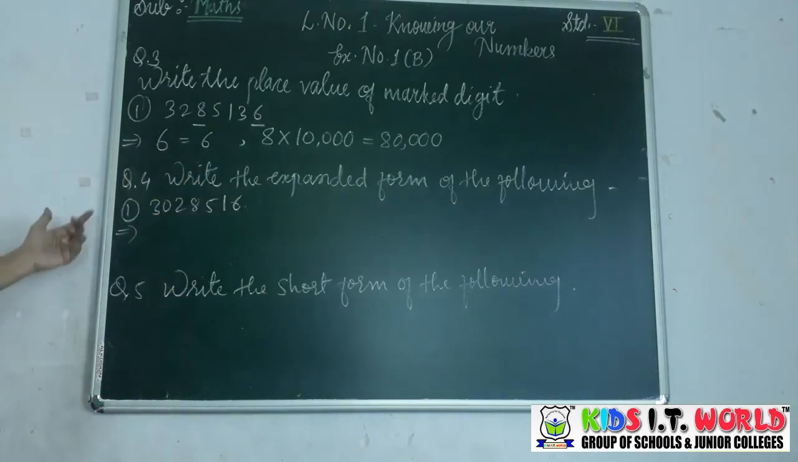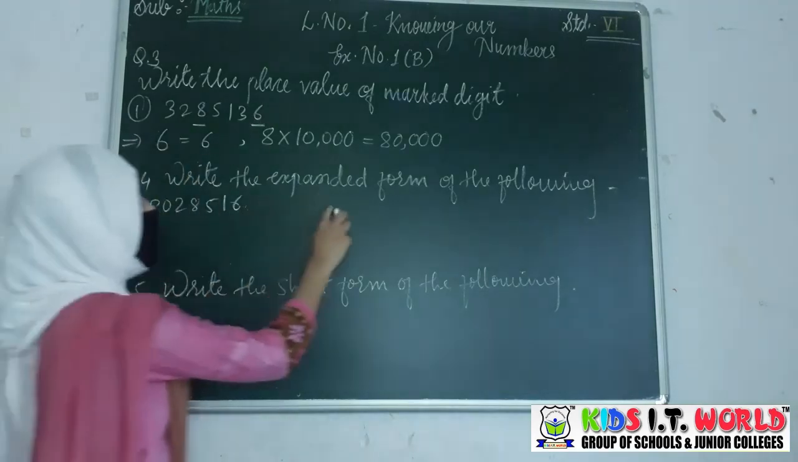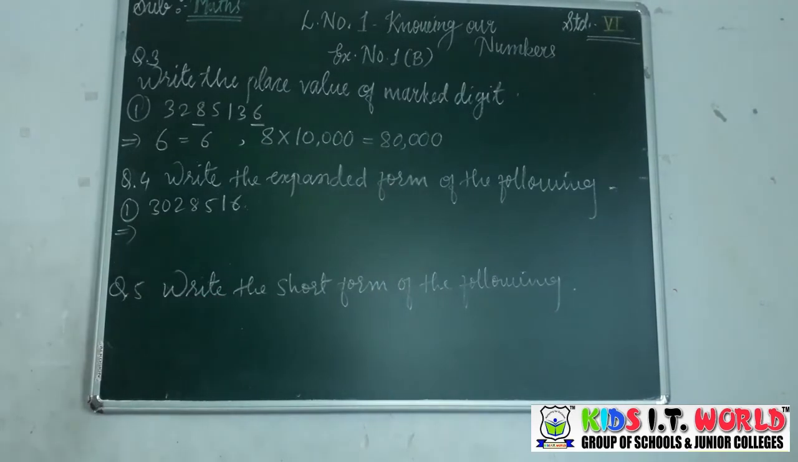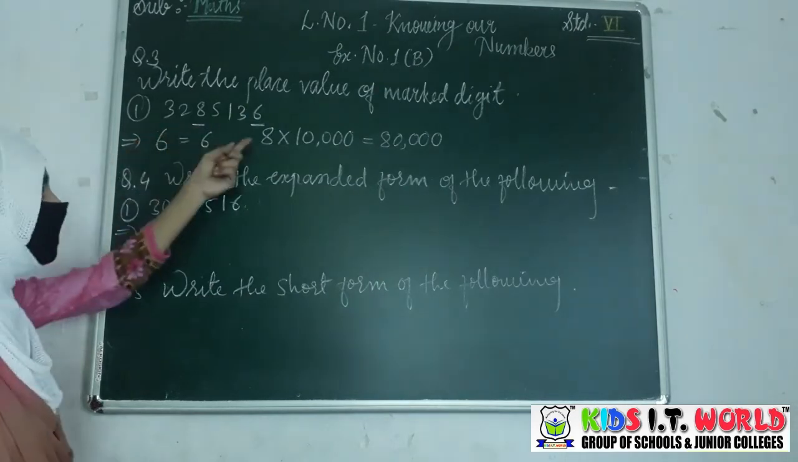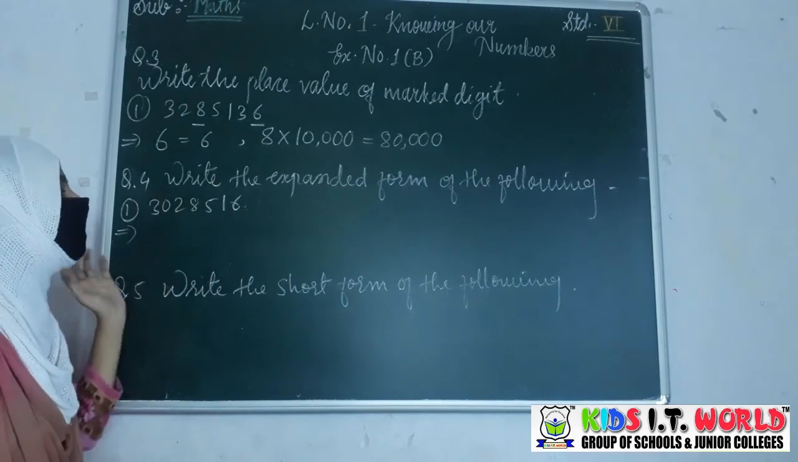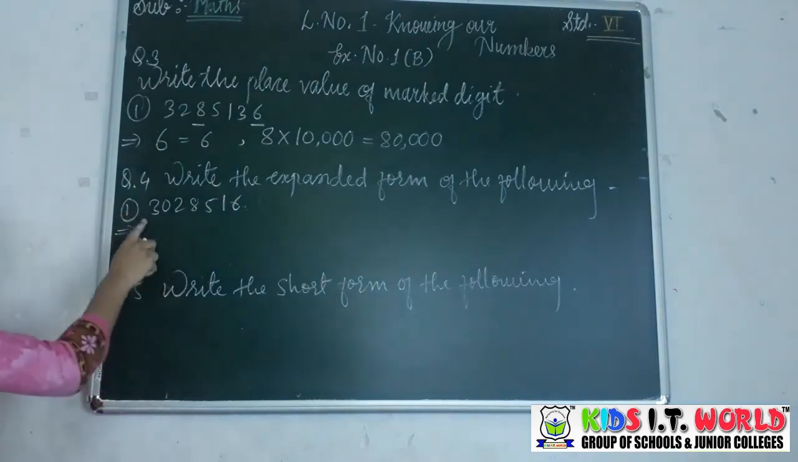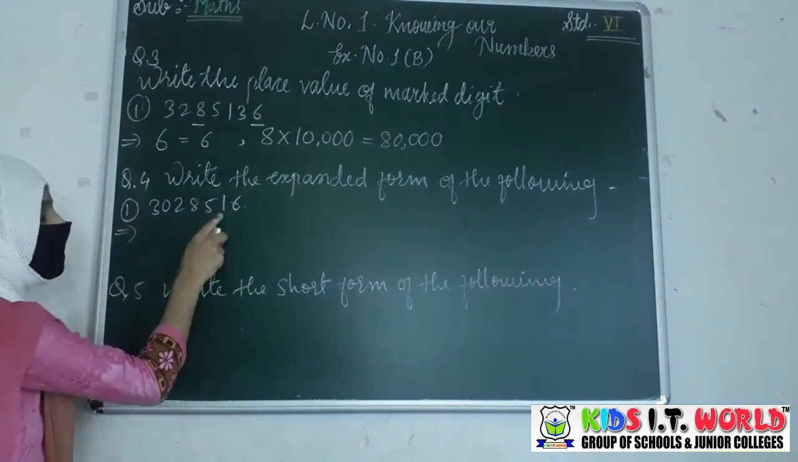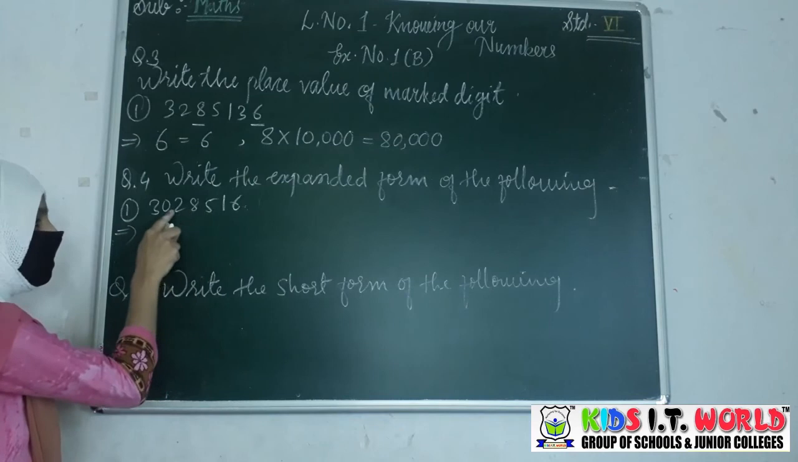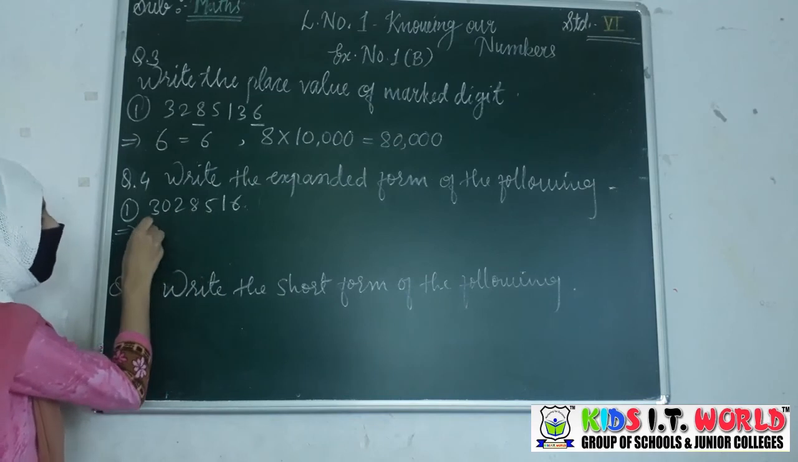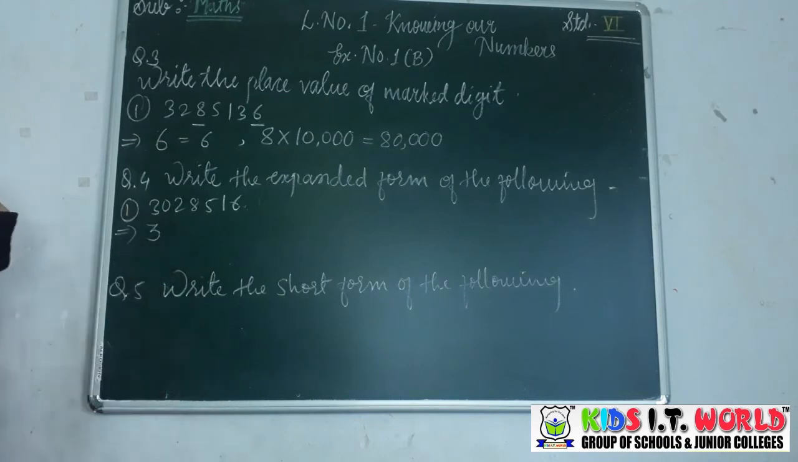Now the next question, question number 4. Write the following in the expanded form. You have to do this expansion. This is same as you are finding the place value. If you are able to find out the place value of the digit, you can simply expand the number. So here just read the question. Ones, tens, 100, 1000, 10,000, lakh, 10 lakh. Means the first number is on the place of 10 lakhs.